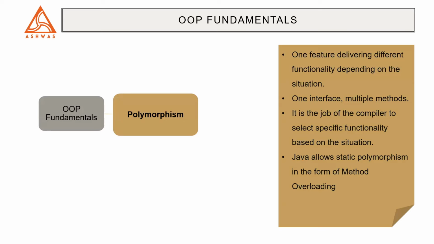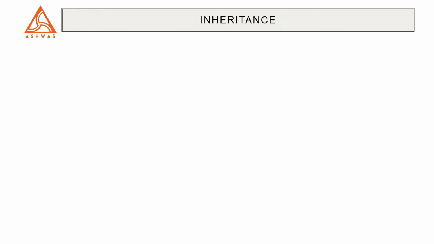Java allows two types of polymorphism. The first one is static polymorphism, which is also called method overloading. And the other one is dynamic polymorphism, which is called method overriding. Again, these two concepts will be explored in further detail when we do syntactical examples of polymorphism. Let us go ahead and talk about the last but very important feature of OOP, and that is inheritance.